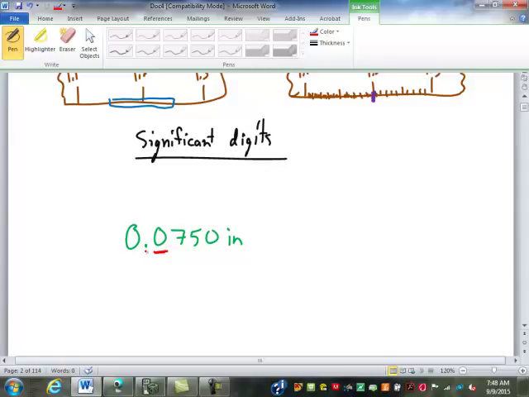Is it necessary to have that 0 there? Yeah, it is. If we take that 0 out, like I said, it changes the meaning of the 7 and the 5. It's not significant, though. It's not part of the measurement.